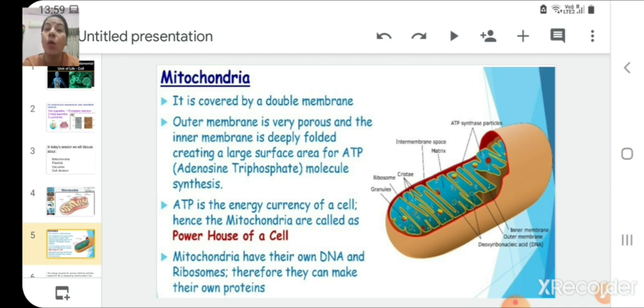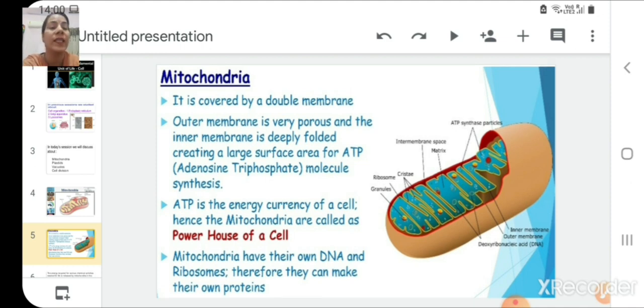Mitochondria have their own DNA and ribosomes. Therefore, they can make their own proteins. This is again a unique feature of mitochondria, that they have their own different DNA in them, and they also have ribosomes present in them. That is why they can prepare their own protein.